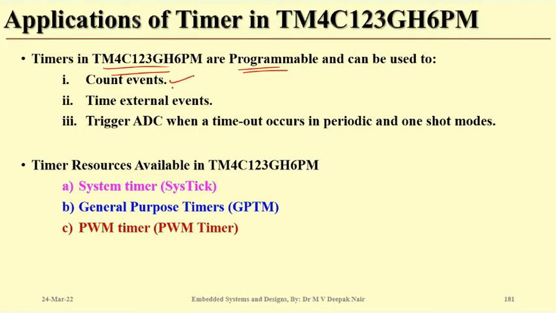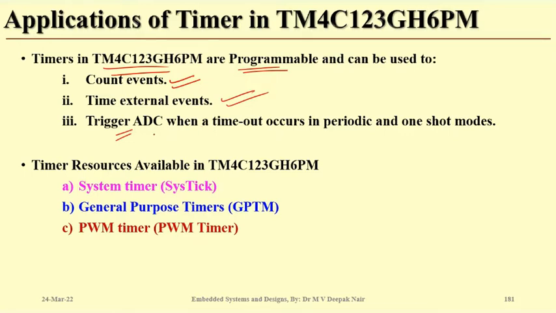One is, like I said, it can count events like switching. If you are switching on or off, or if there is a sensor which is getting some pulse after a certain time, it can keep on counting that also. So counting events. Secondly, the timer can generate external events like making pulses high or low. Apart from that, the timer can internally trigger or activate the ADC, or turn it on or off.